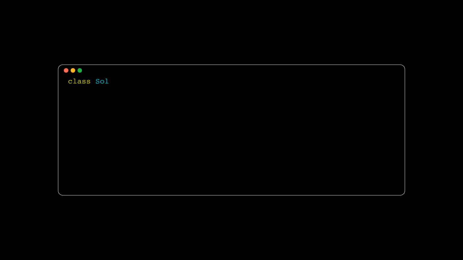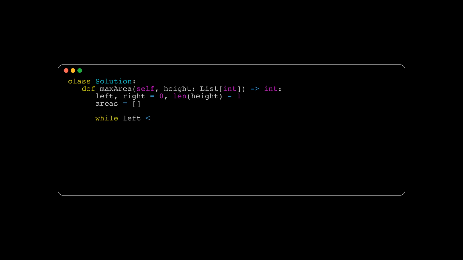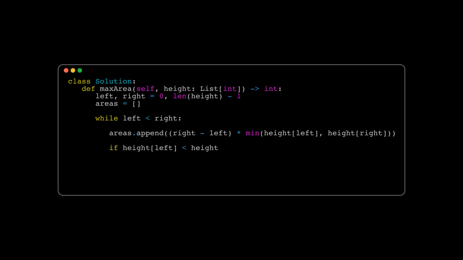Let's code the solution. We will first initialize pointers left and right on either end of the list. We also initialize an array list called areas. Then, while the left pointer is less than the right pointer, we will first append the area of the rainwater container, found by taking the distance between the left and the right pointers, times the minimum height between the two vertical lines pointed to, into our areas list. Then we will move the left pointer if the left height is smaller than the right height. Otherwise, we will move the right pointer. Once we are out of the while loop, we then return the maximum value of the areas list as our answer.